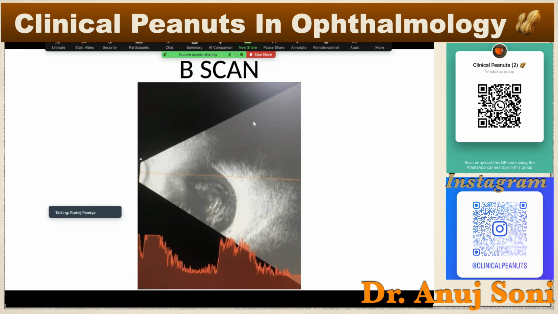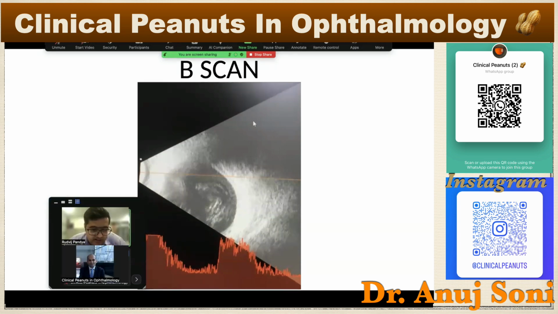Because interpreting a B scan is very difficult. It can be any other echoes, but in such scenarios, see the anterior segment, see the glow of the patient. If the glow is more on the yellowish side, then consider that this can be mostly vitreous exudates.